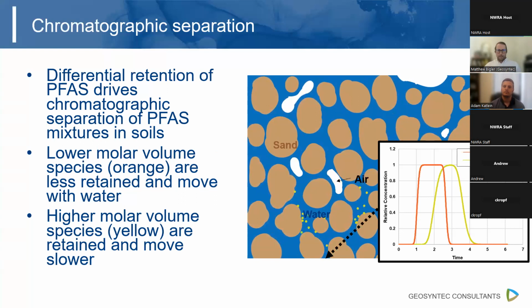But say we apply this PFAS as a mixture of different PFAS, we're actually going to see significant separation of these species in our soil systems, as our lower molar volume species move with the effective domain of the water, and our high molar volume species are retained and move much slower. So if we look at this figure here to the right, if we imagine this graph output, our orange is moving faster, and so we see an increase in the population of this orange lower molar volume species before our yellow higher molar volume species.